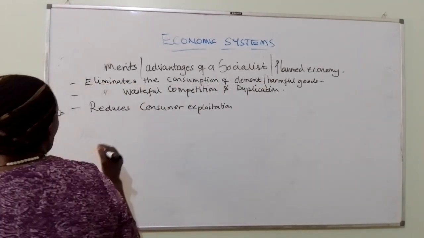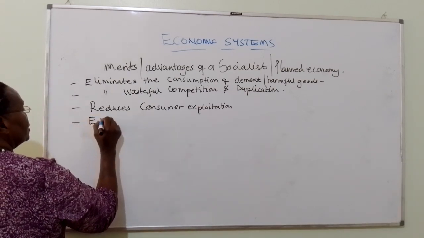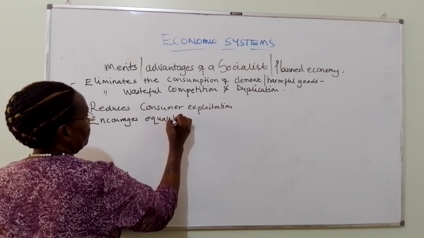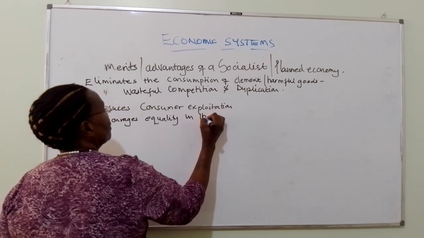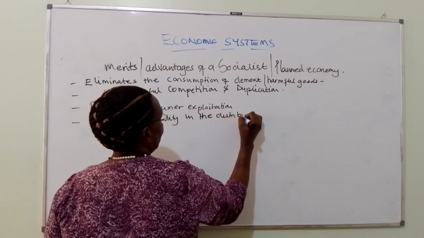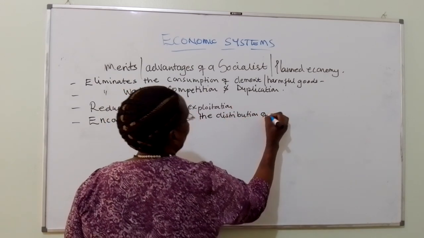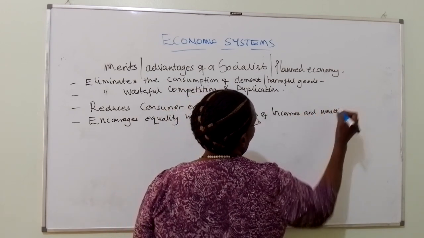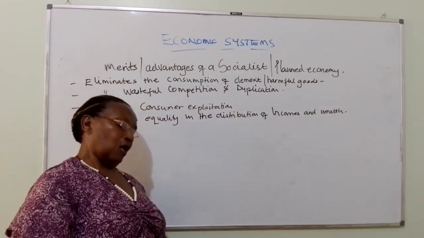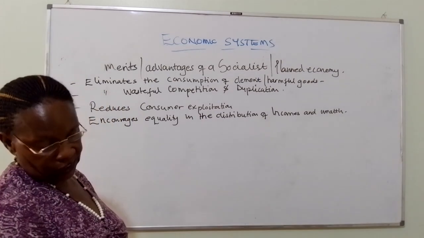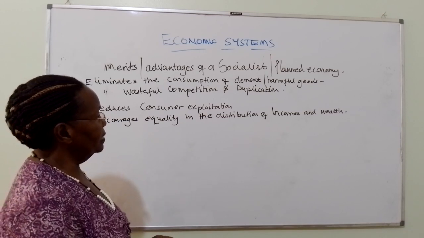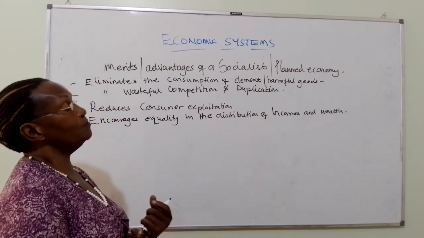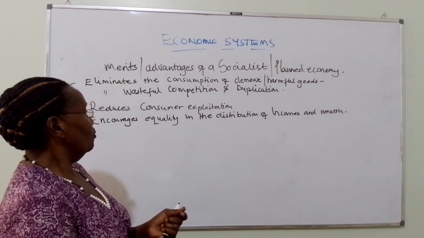Then it encourages equality in the distribution of income and wealth. And this is because not any one particular individual has access to private or personal resources. All resources belong to the government, and you find that it's the one which is going to be using them or harnessing them for the production of goods it deems vital to the society or to mankind.